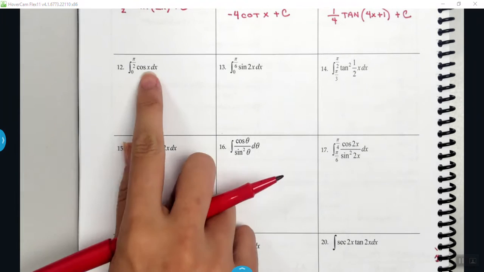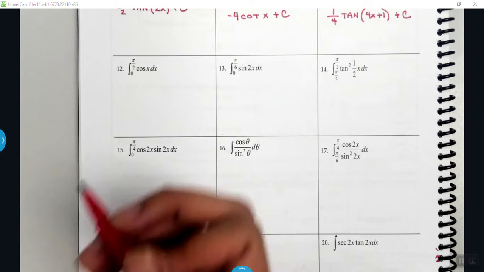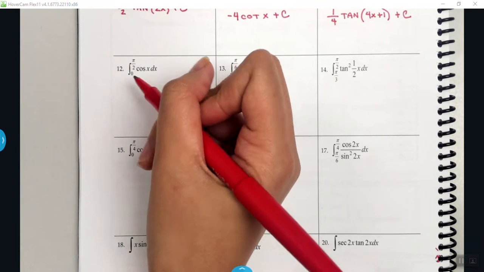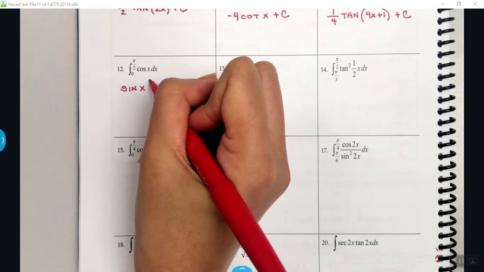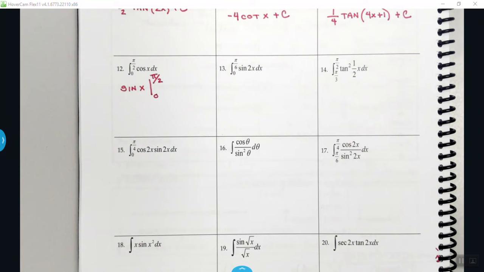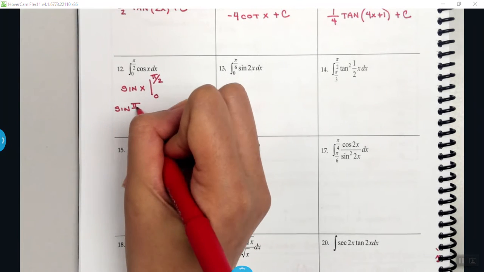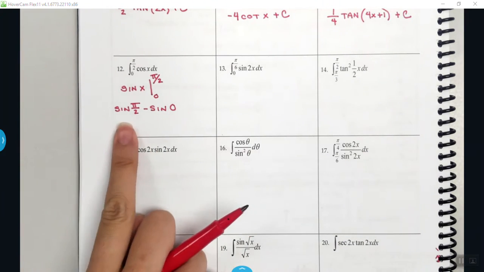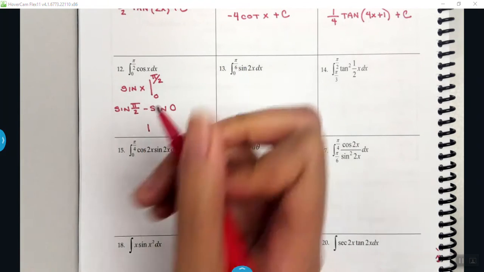We're almost done though. Okay, this one now we have a definite integral, so let's do our bounds. What's the integral of cosine? Use the chart. Sine, good. So it becomes sine x. We don't need the plus c because we're going 0 to pi over 2. So sine of pi over 2 minus sine of 0. Sine of pi over 2 is 1. Sine of 0 is 0. So it's just 1.